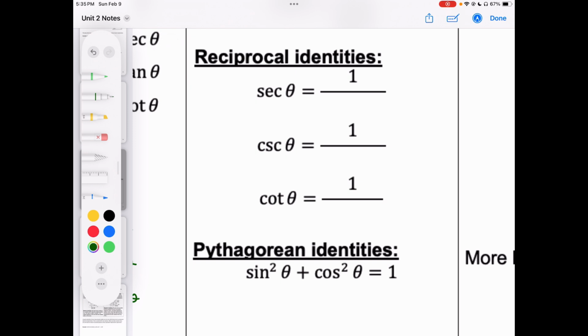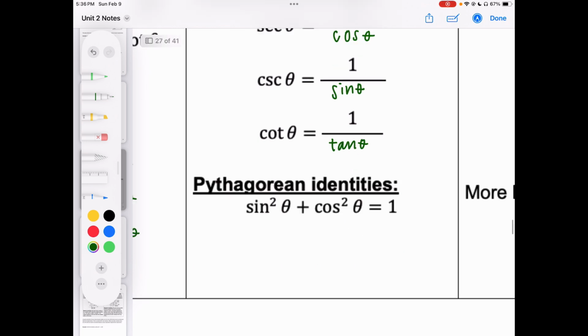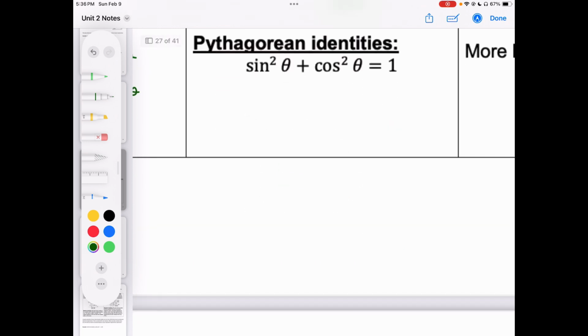We have reciprocal identities. You have now heard about those. So those are quick to plug in. Secant and cosine go together. Sine and cosecant go together, and tangent and cotangent go together. Okay. Then we have the Pythagorean identities. Now, I am going to do a little bit of math here to show you how we end up with getting these. There are 3 versions of the Pythagorean identity.